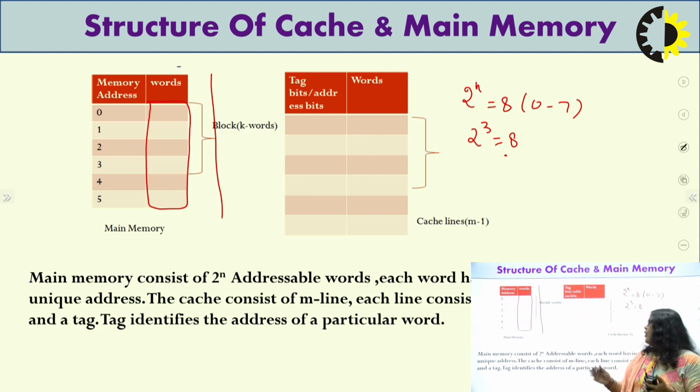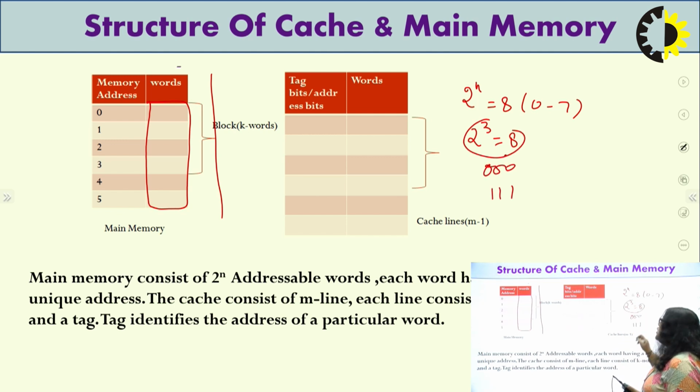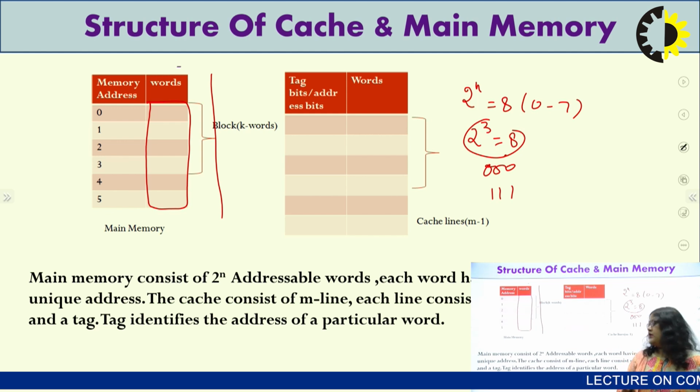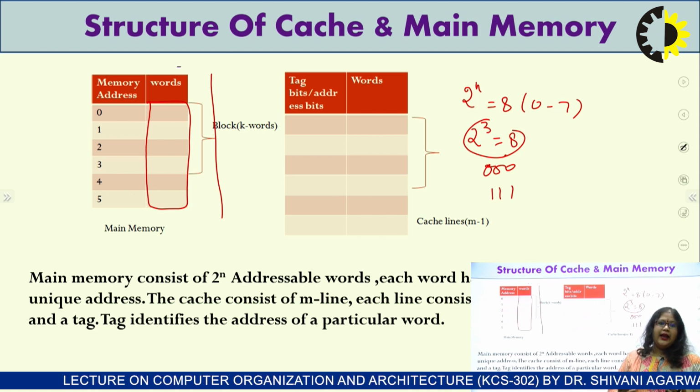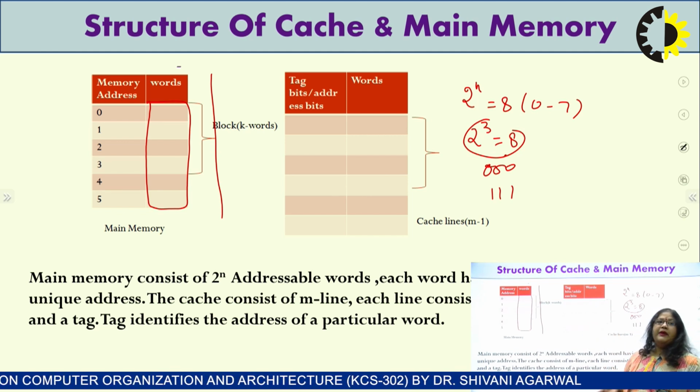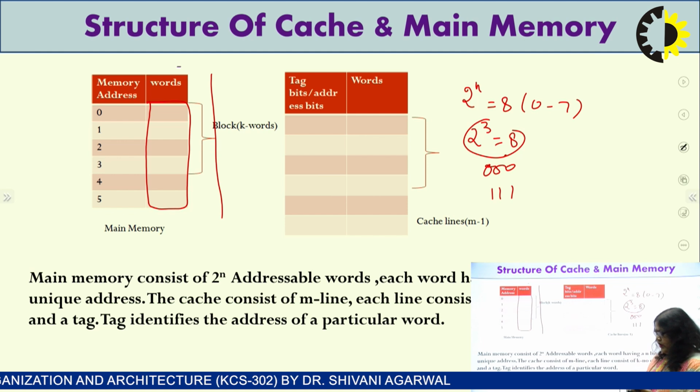The line is defined as follows. Main memory consists of 2 to the power of n addressable words, each word having an n-bit unique address. This address is unique, for example 000 to 111. So each 3 bits are unique to a corresponding word. The line defines a unique address. The cache consists of m lines. Each line consists of k words and a tag. Tag is what? The address. So the tag represents an address in the cache memory.